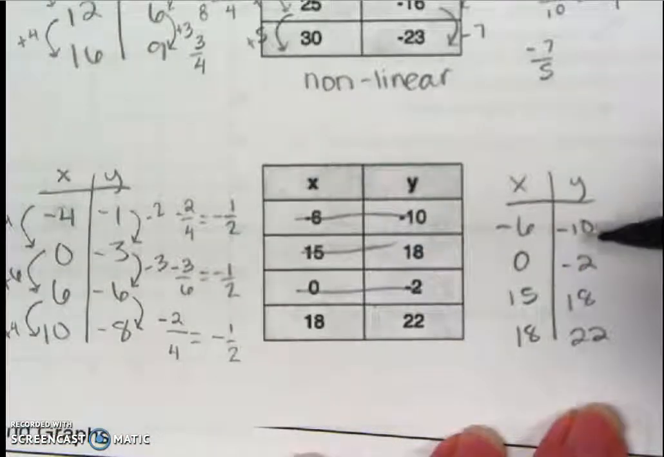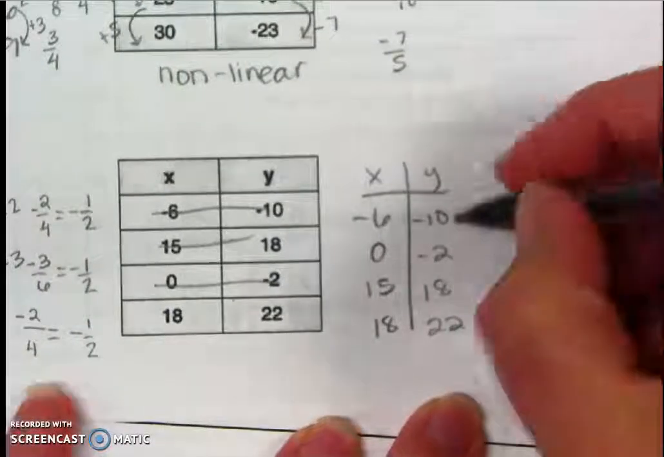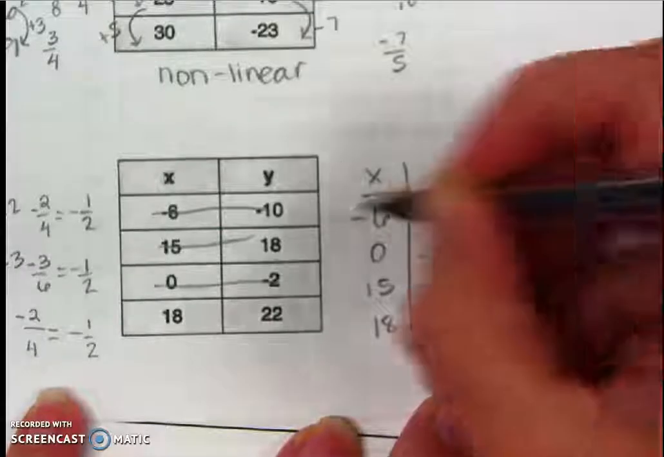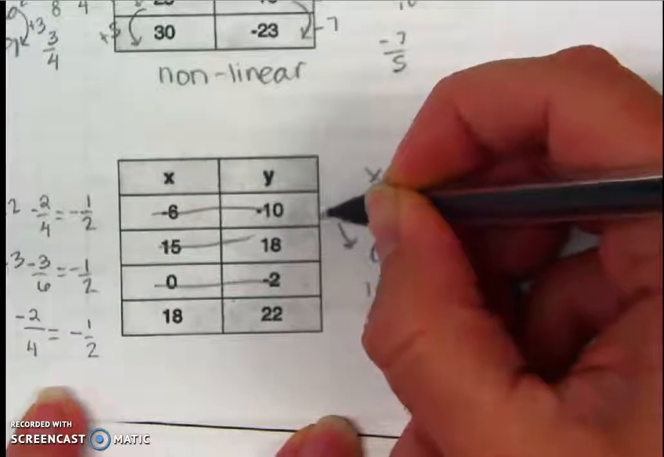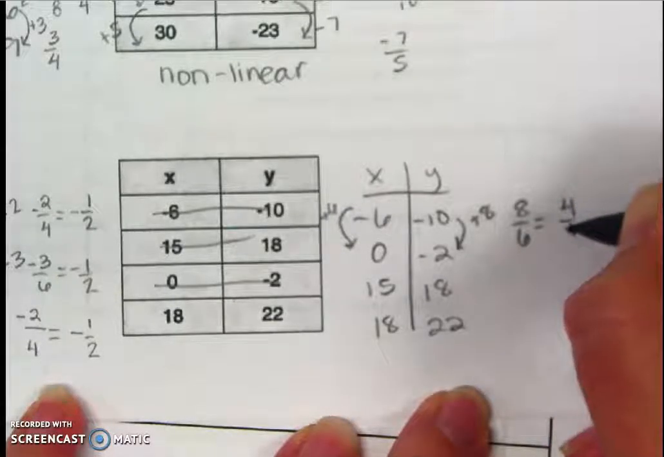All right, so already I am seeing that the y's are all increasing. And so that tells me there's a chance that this might be a line. Let's see. From -10 to -2, they added 8. From -6 to 0, they added 6. So that would be 8 over 6, which reduces to 4 over 3.